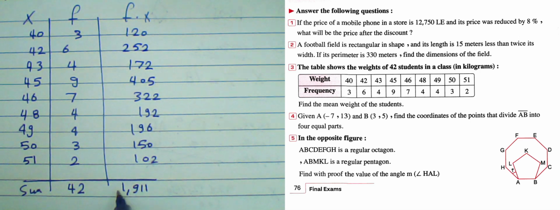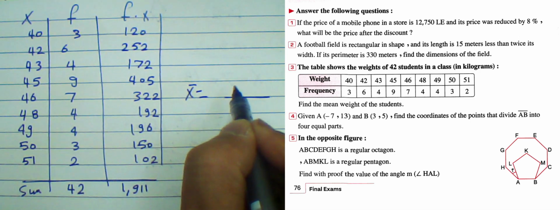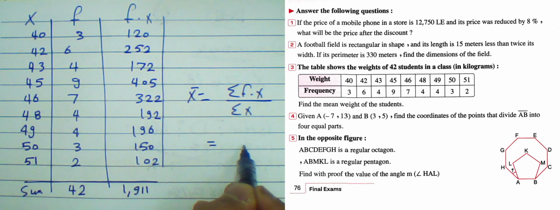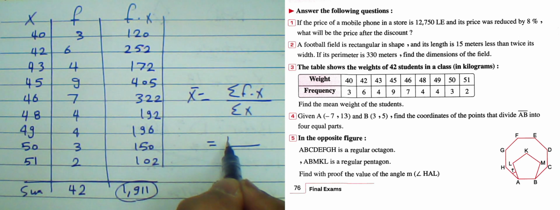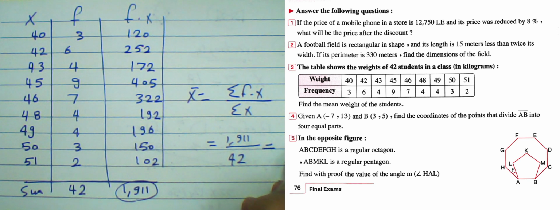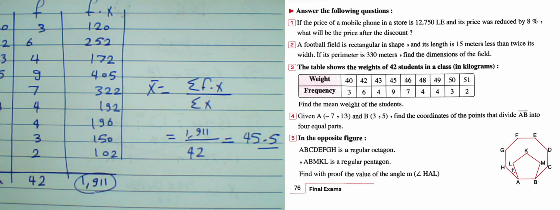1911. And then you can write the rule here, x bar equal summation of f product by x over summation of f. We have here 1911 over 42. The result will be 45 and a half. Okay, the x bar, the value will be 45 and a half.